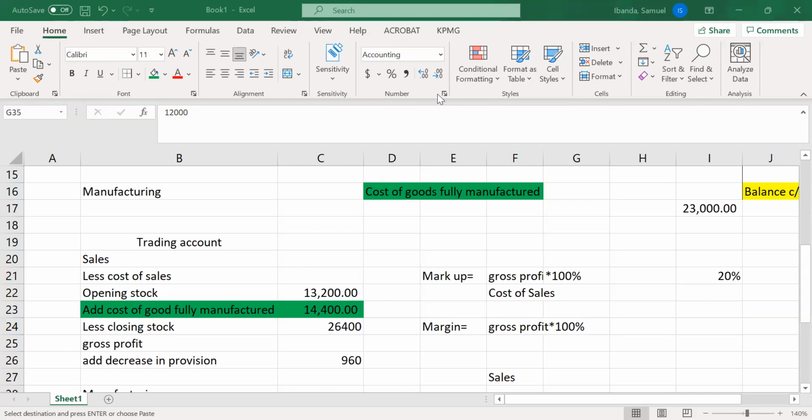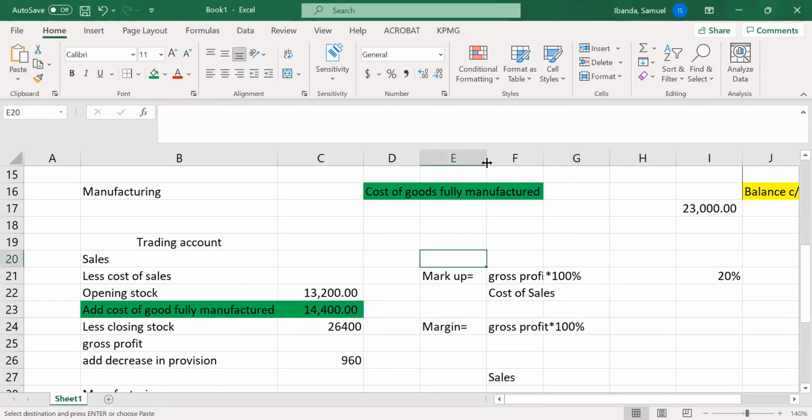Macklin has her hand up. Macklin, could you ask? I wanted to understand when you are talking about markup, I understand that one is subjected on sales. How about margin? How do we treat it? When do we consider it?